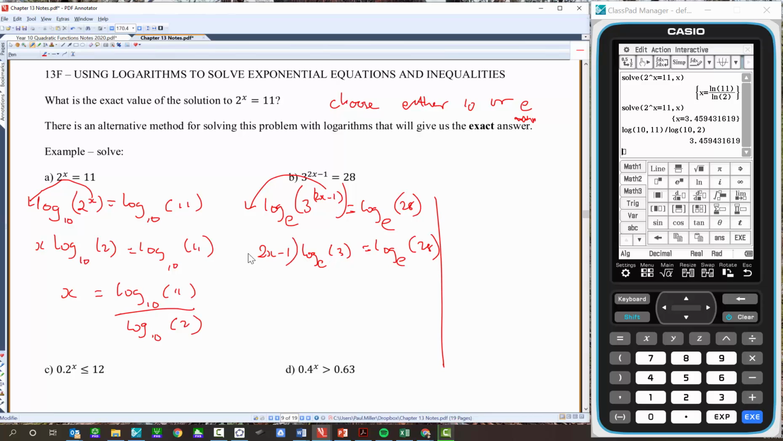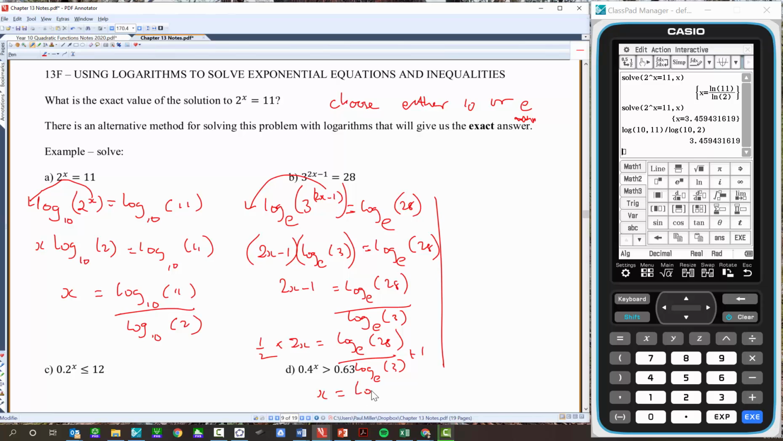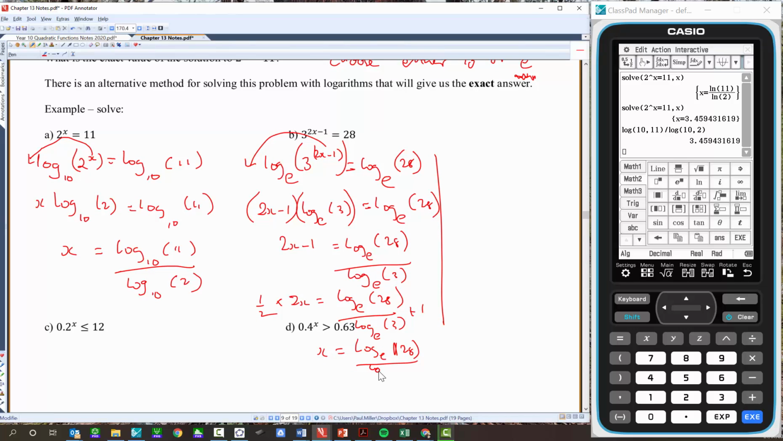All right, now what I can do is divide by log e 3. So I've got 2x take 1 equals log e 28 over log e 3. All right, now let's solve that. So I'm going to go 2x equals log e 28 over log e 3 plus 1. And finally, I'm going to multiply this by a half and multiply this by a half as well. So that's going to be x equals log e 28 over, fast running out of space here, log e 3.